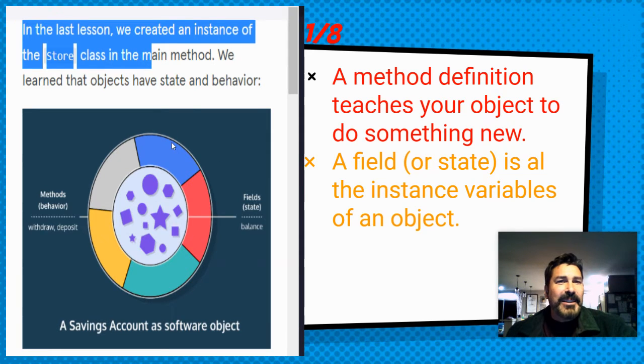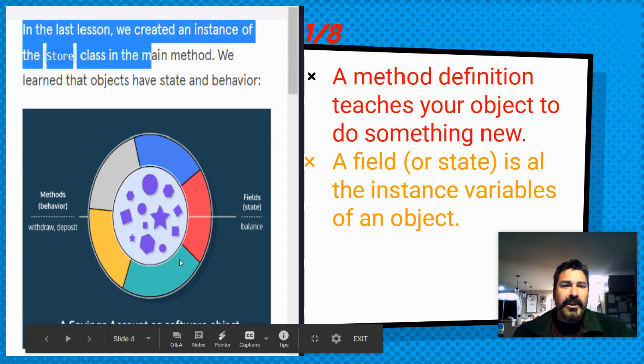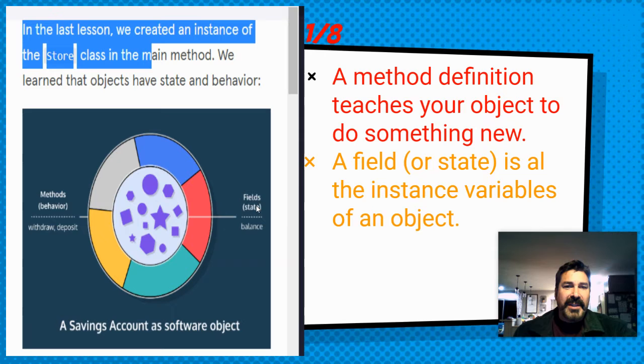All right, so in the last lesson, we created an instance of the store class in the main method. We learned that objects have state and behavior. So we have state over here, we have behavior over here. This is supposed to be all the things that your store or your car can do. It's all the methods or behaviors. These are the fields or states. In the middle, here's all the characteristics of your store or your car. We call those the instance variables.